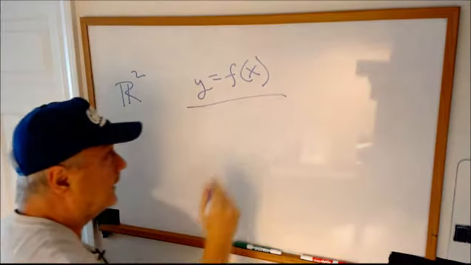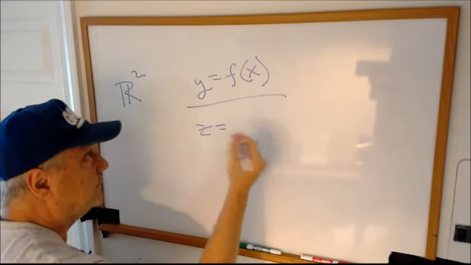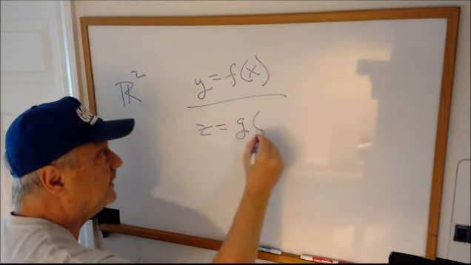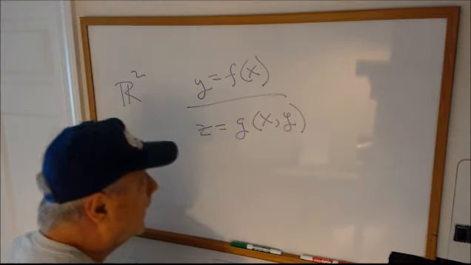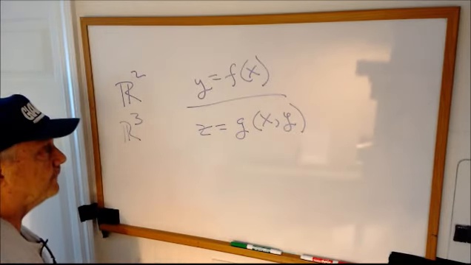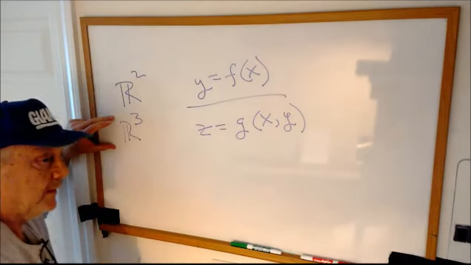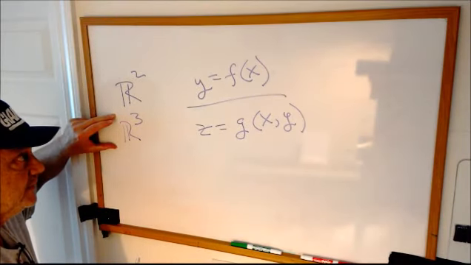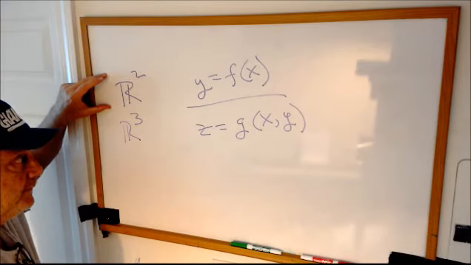In multivariable calculus, we have z is equal to a function, we'll call it g, of x and y. And we call that R3. Okay, R3 is commonly known as space. R2 is called the plane.